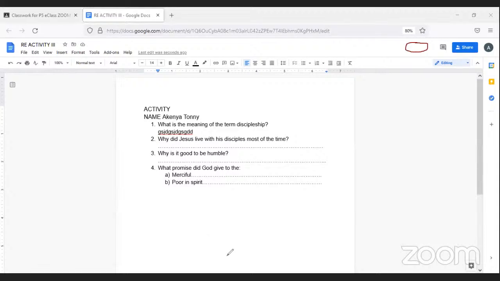You don't scan any work. Once you are typing this work, it is already saving. Whatever you type, like if I type Akenya Tonny, it has saved. I type so and so, it has saved. Then you will just go and click the word Turn In. That is using Google Doc. So it is very important and very, very easy for you.